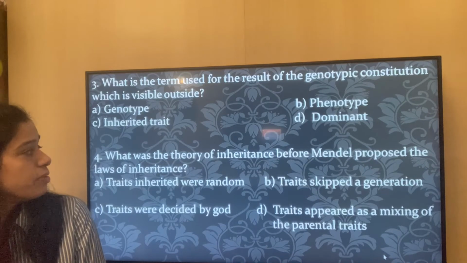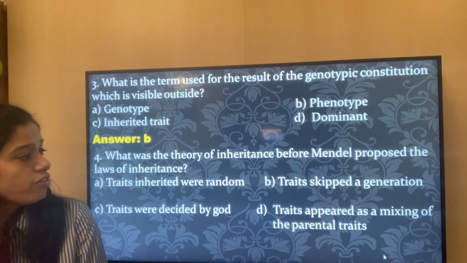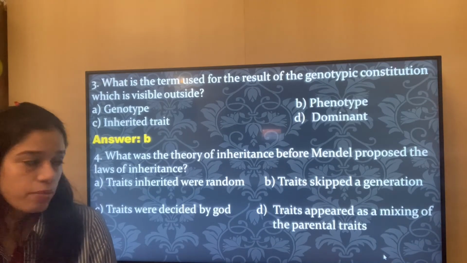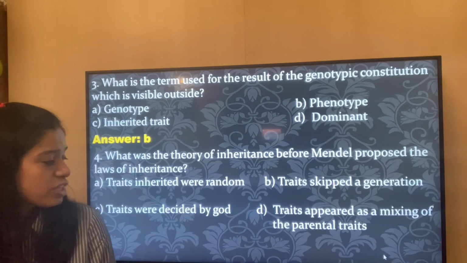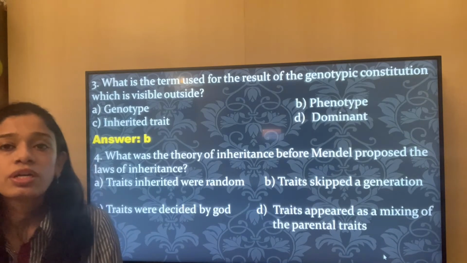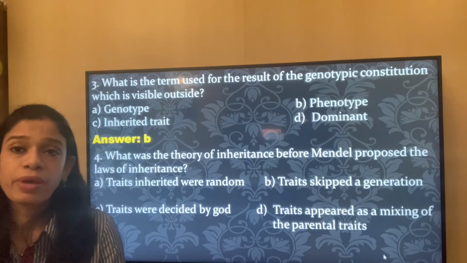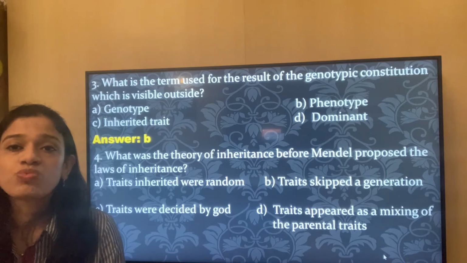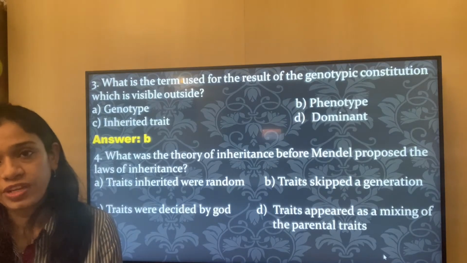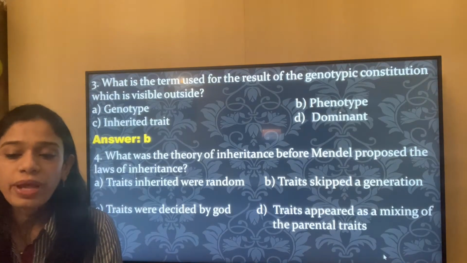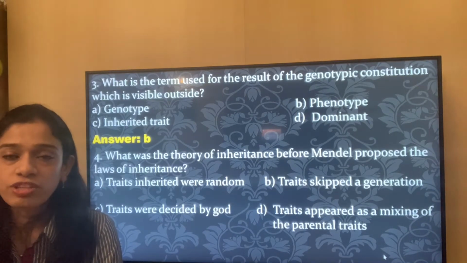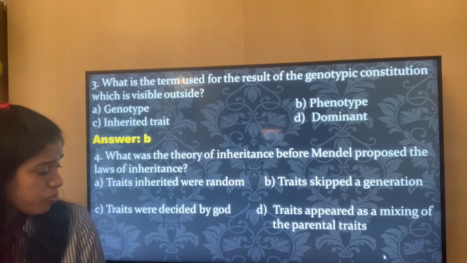So the option is B. What was the theory of inheritance before Mendel proposed the laws of inheritance? The options are: traits inherited were random, traits skipped generations, traits were decided by God, and traits appeared as a mixing of the parental lines. The last option is correct, because this is what was postulated before Mendel gave his laws. It was thought that the parental traits got mixed together and appeared in the future offspring. Answer is D.